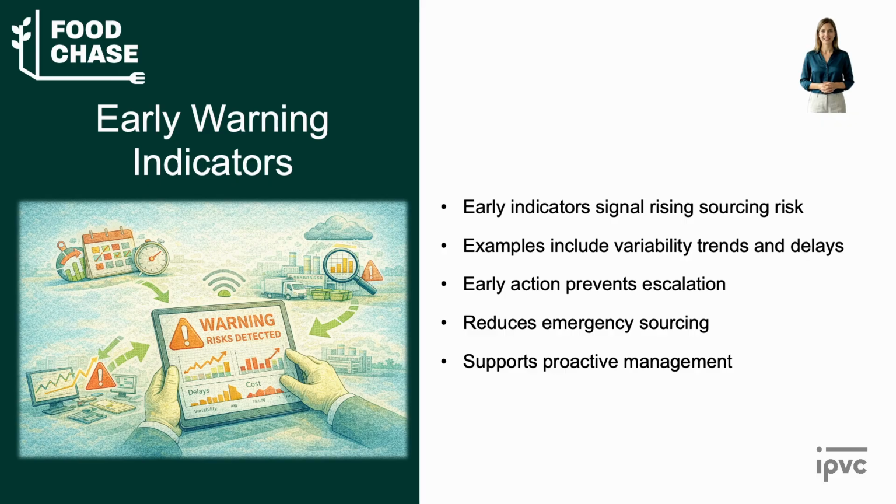Early warning indicators help procurement teams act before problems escalate. Trends in variability, delivery delays, or quality deviations can signal rising risk. Acting early prevents emergency sourcing and reduces the likelihood of waste-intensive disruptions.